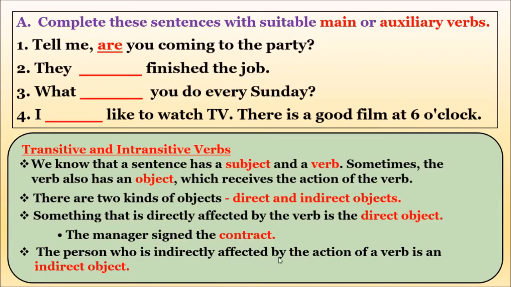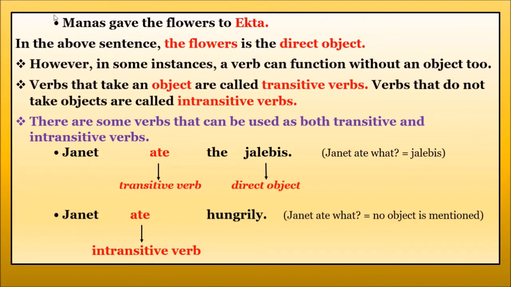The person who is indirectly affected by the action of a verb is an indirect object. Here, Manas gave the flowers to Ekta. Manas is the subject, gave is the verb, and here, what they gave is the flowers. Another object is here: to whom they gave is Ekta. So, Manas gave the flowers. If nothing else is there, the flowers will become a direct object. But here they have given another object, so Ekta becomes an indirect object. And in the above sentence, the flowers is the direct object.